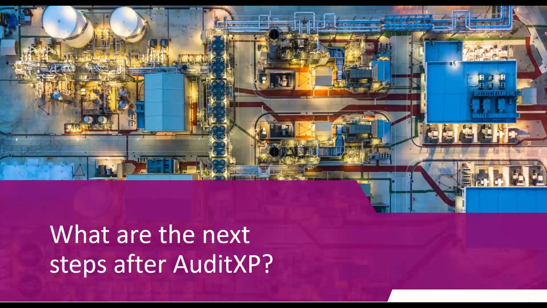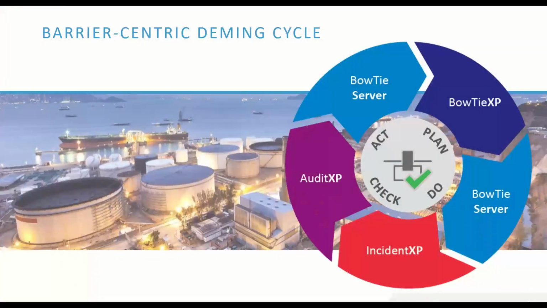So what are the next steps after AuditXP? In order to tell you more about that, let's quickly take a look at that barrier-centric Deming cycle. We have done and performed the auditing part. The next part we would like to do is the acting part. So we've done the checking part, we want to proceed into the acting part.